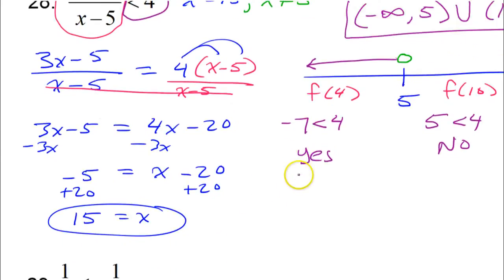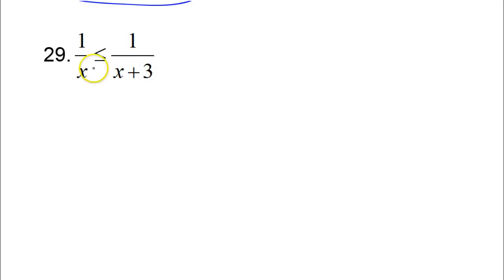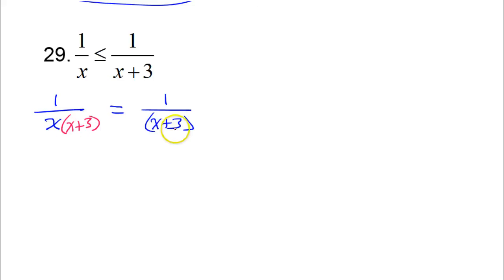Alright, that was number 28. I think this is the last problem for this video. So one more time, we need to find the critical values to put on our number line. And we can do that first by solving the related equation 1 over x equals 1 over x plus 3. An easy way to solve a rational equation is to make the denominators the same. So I will multiply this denominator by x plus 3 to match the other, which is fine as long as I multiply the numerator by x plus 3.